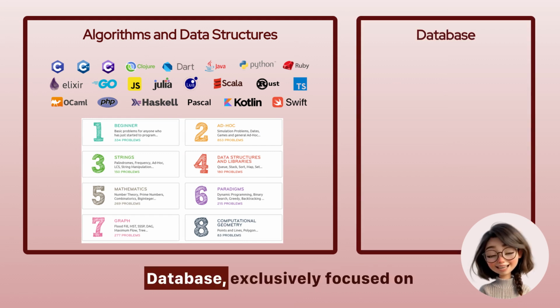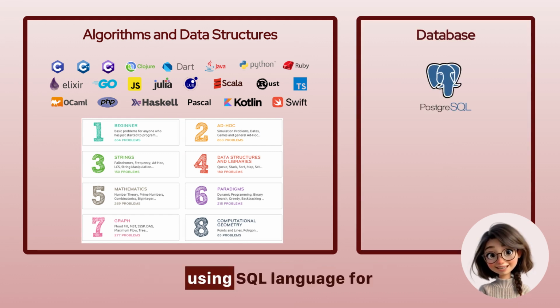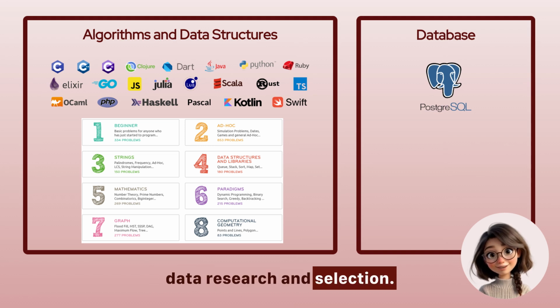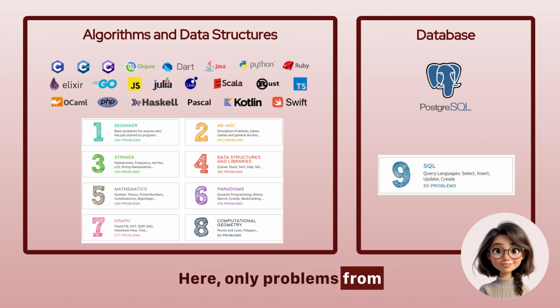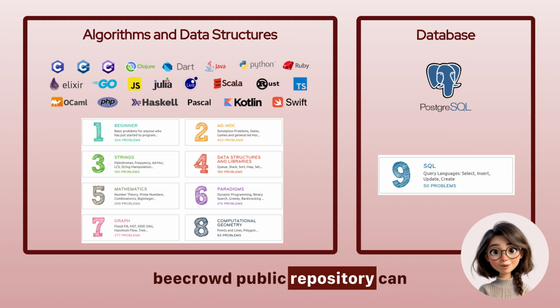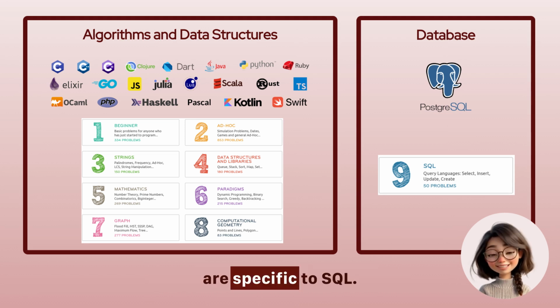The second type is database, exclusively focused on using SQL language for data research and selection. Here, only problems from category 9 of the beecrowd public repository can be used, as they are specific to SQL.